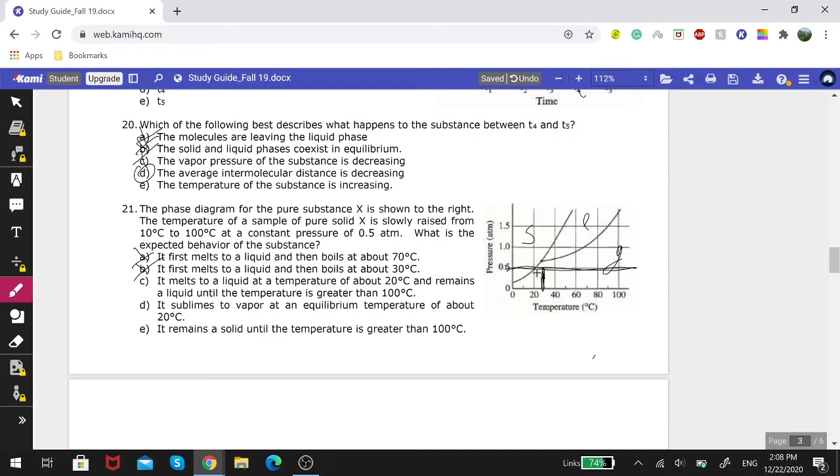And remains liquid until it is greater than 100. No, actually no. The first part is correct, but this is a sublimation line, so that's incorrect. It sublimes to a vapor pressure at 20 degrees. Yes, that is what we're looking for. This line is sublimation and deposition, so yes, it does sublime at 20 degrees Celsius. It remains a solid until the temperature is greater than 100. No, by the time it's 100, it's already long being a gas. So our answer is D.